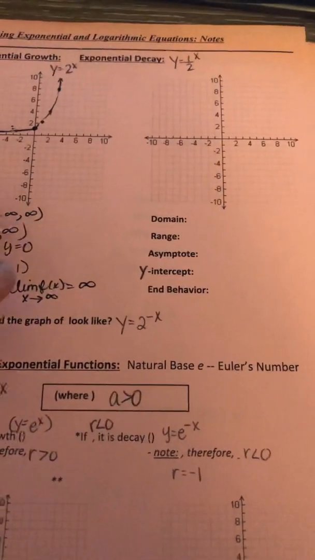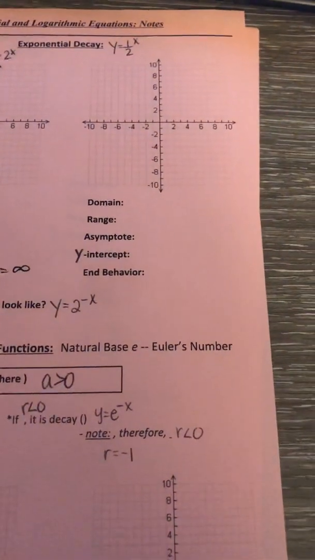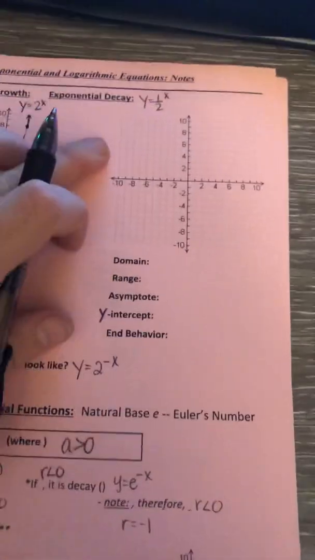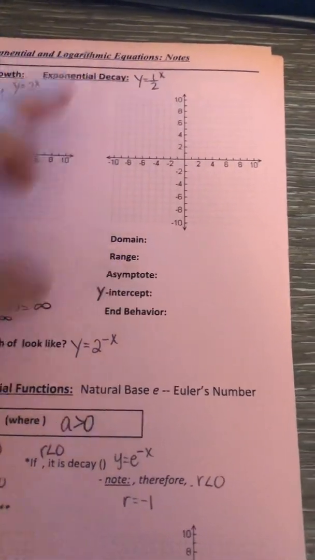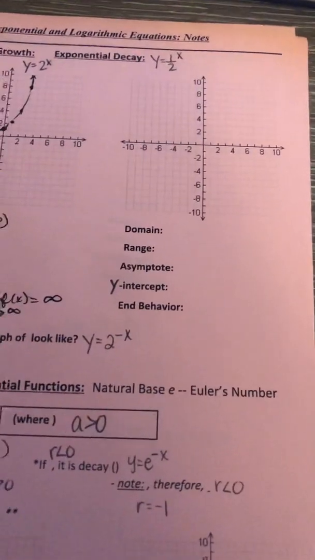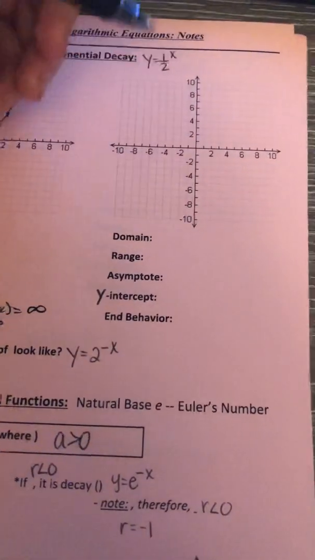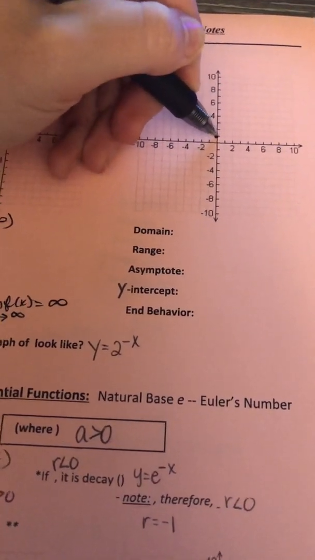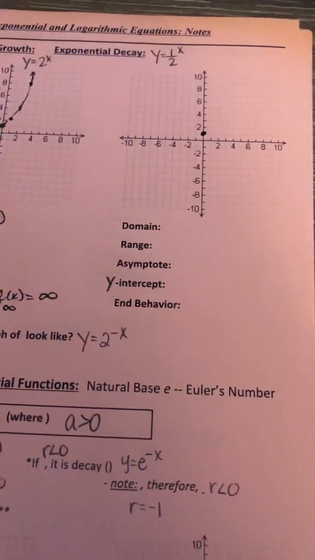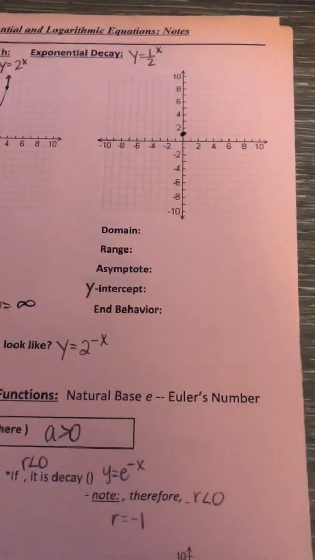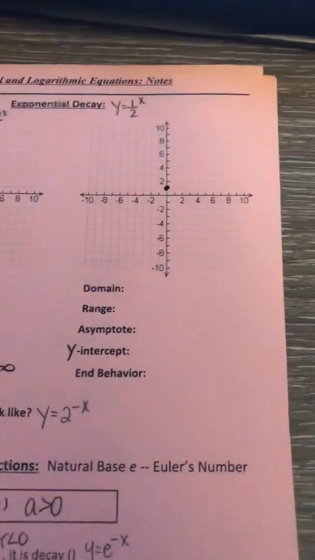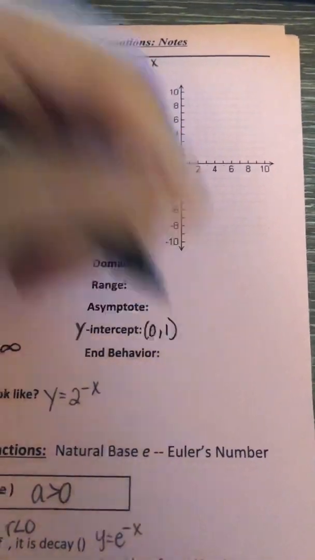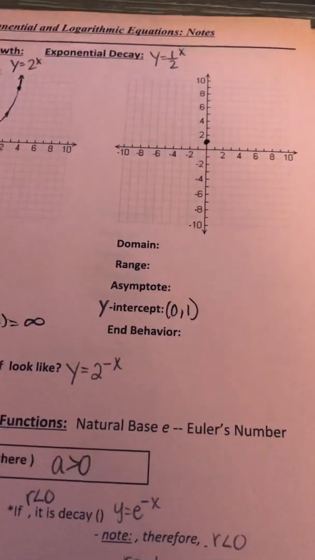Now let's look at our decay. Decay means we're going to see decrease from left to right, and we're using 1/2 to the x power. Now, again, anything to the power of 0 is going to produce a 1. 1/2 to the 0 power, 100 to the 0 power, it's always going to be 1. So our y-intercept is still going to be the same. It's going to be (0, 1).